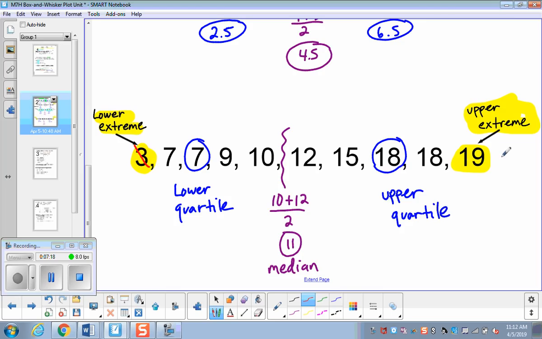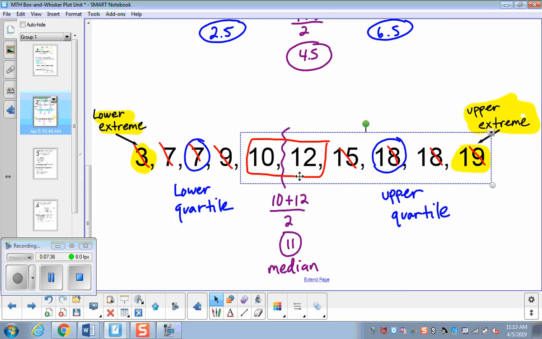I've slashed out the lower and the bigger, and then I'm just working my way inward, okay? And this is what you can do on your paper. You can just slash them out and work your way inward. Now you'll notice here, we have to add these up and divide by 2, so the number in the middle here is 11. Now, once you split the data, the 10 goes with the lower half, and the 12 goes with the upper half.